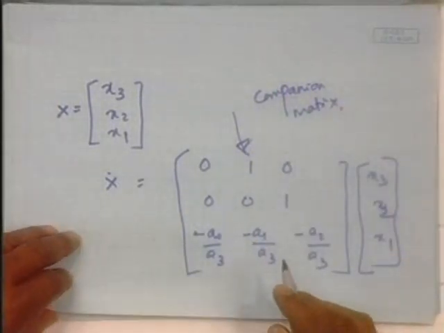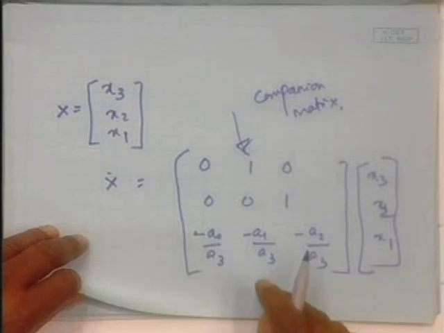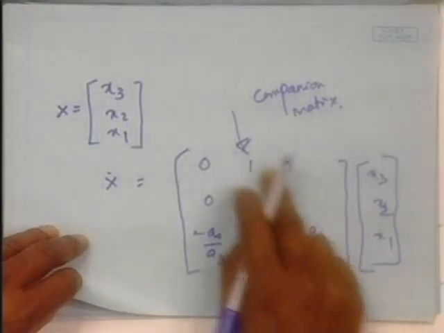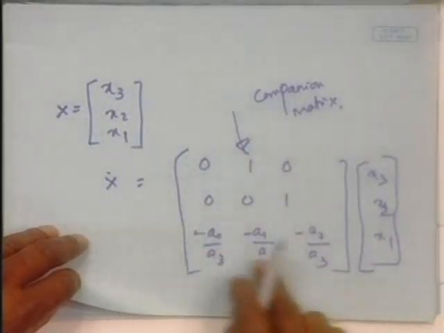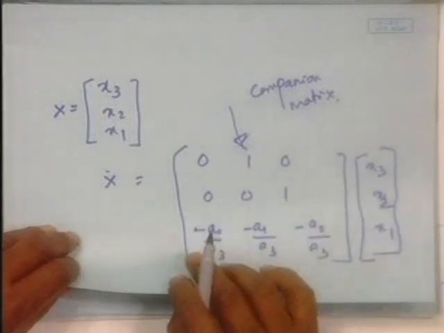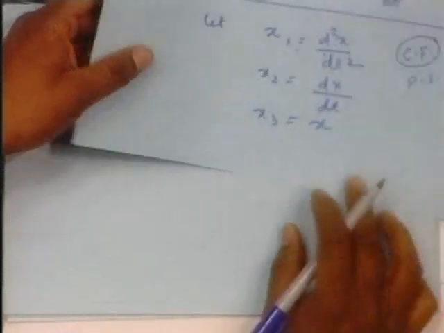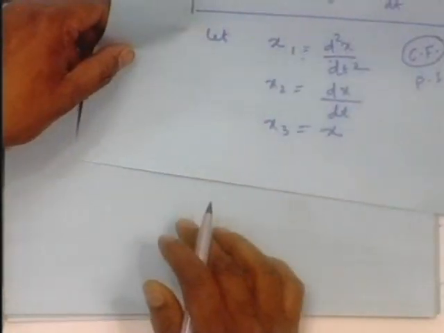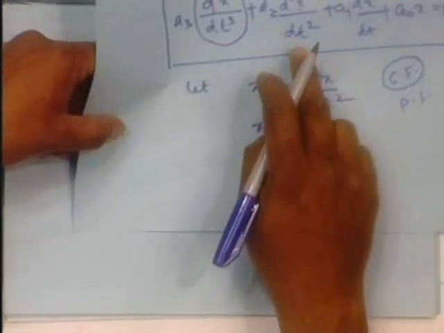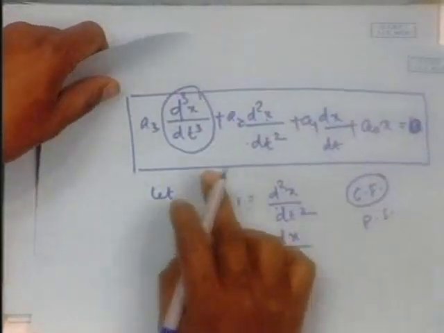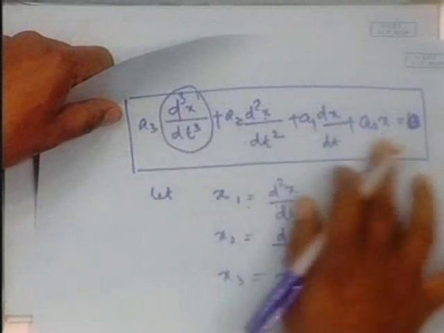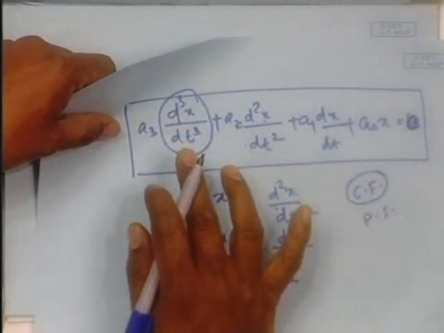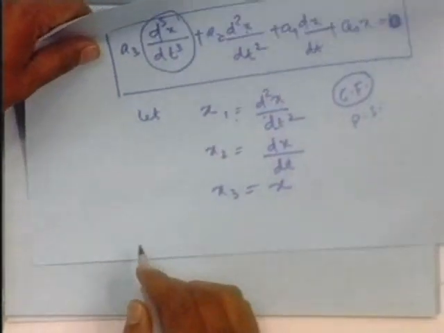So why is it a companion matrix and what is the beauty of this matrix? You will find that if you take the eigenvalues of this matrix, they will be equal to the eigenvalues associated with this differential equation. So how do you compute the eigenvalues of this linear differential equation? The eigenvalues, or the roots of the characteristic equation from this differential equation, can be written like this.